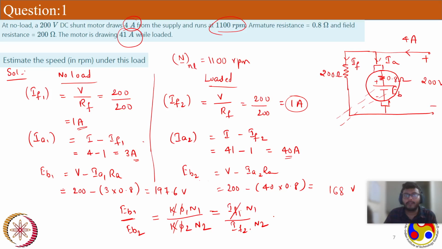Now it's no load versus loaded, and next time they can also ask two different loaded conditions. Let's say at one loaded condition it is drawing 40 amps, at another loaded condition it is drawing 50 amps, and what will be the new speed? What will be the new voltage? For any such problems, you start with the basics. What is the field current? How will you calculate the armature current? And what is the back EMF developed? Then you know the relations. E equals K phi omega, torque equals K phi into current. With those equations and these basics, any problem with DC motors or DC machines will be very easy.